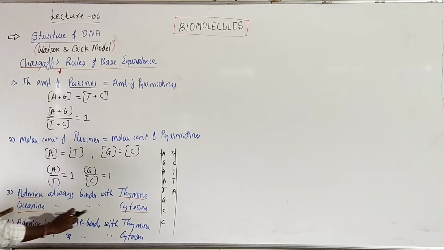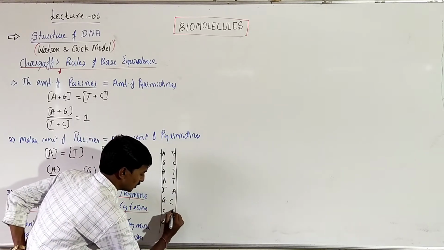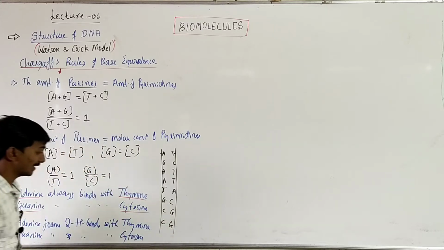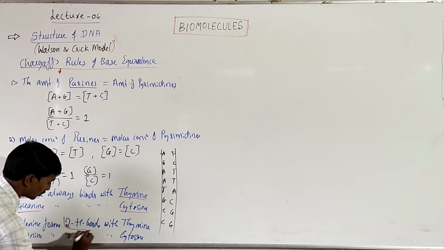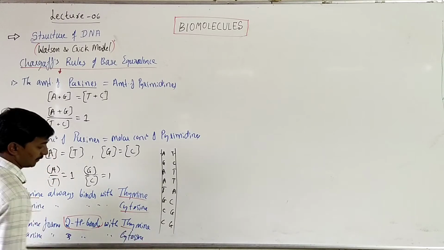Guanine always binds with the cytosine. Guanine. Next, what did we say? Adenine forms 2 hydrogen bonds with the thymine.